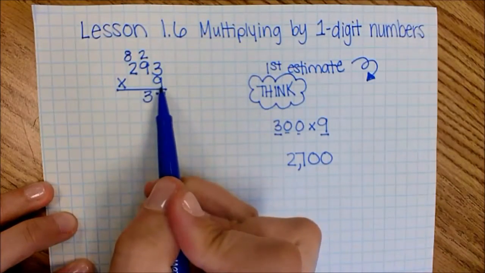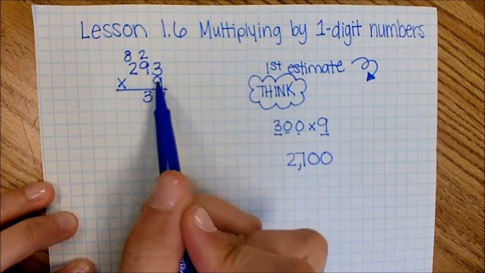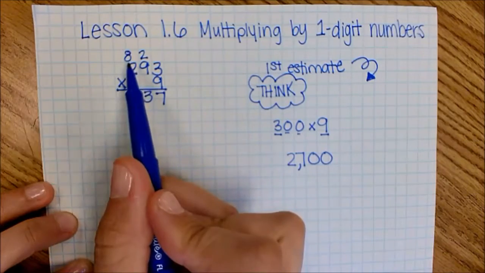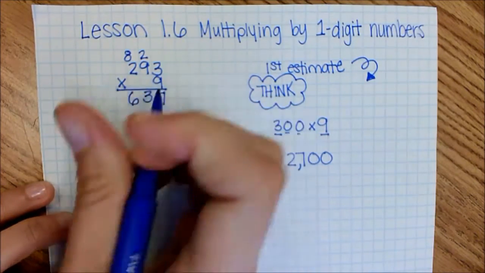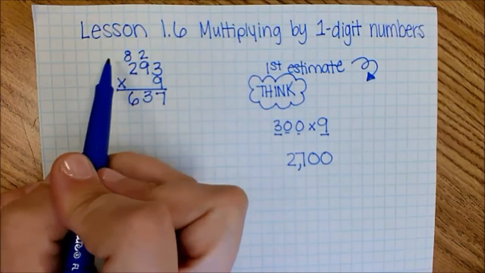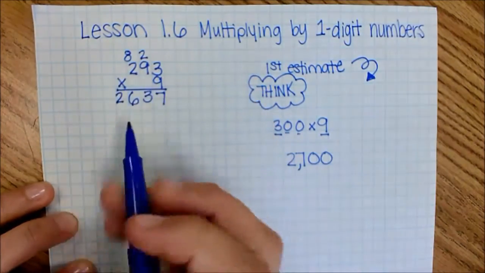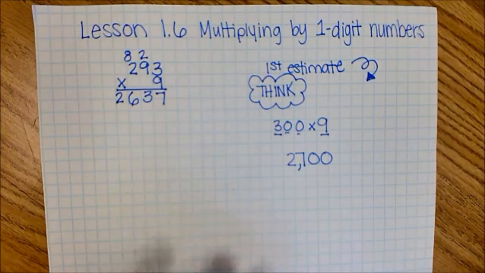So now I'm going to transition to my last number in the hundreds place value. So I'm going to say 9 times 2 is 18. 18 plus 8 is 26. So I'm going to put my 6, and I don't have a number to put the 2 above up top, so I'm going to write that right next to the 6. So my answer is 2,637. Let's look at another problem.